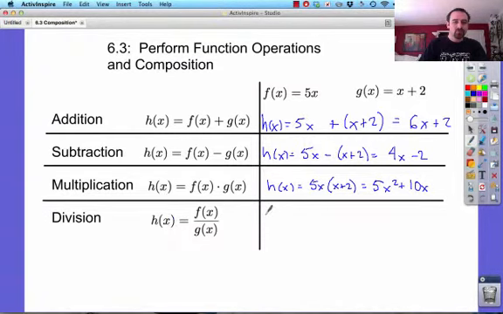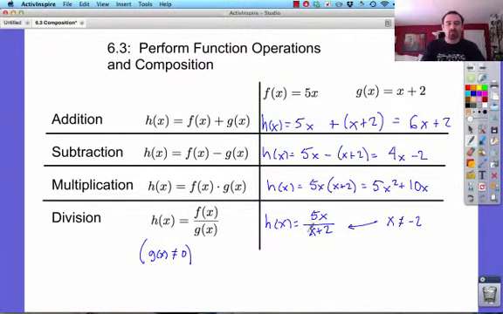And division. Now division is an important one. I have to make a little bit of a stipulation here. 5x divided by x plus 2. And notice, x cannot be negative 2, because if it were, we would divide by 0. So when we have the division, we need to put in a little stipulation that it holds for all values of x where g of x is not 0. So that has to be a stipulation we make, right? Because in x plus 2, I can plug any number into g of x, but if I plug it into the denominator of h of x, I get an undefined value.